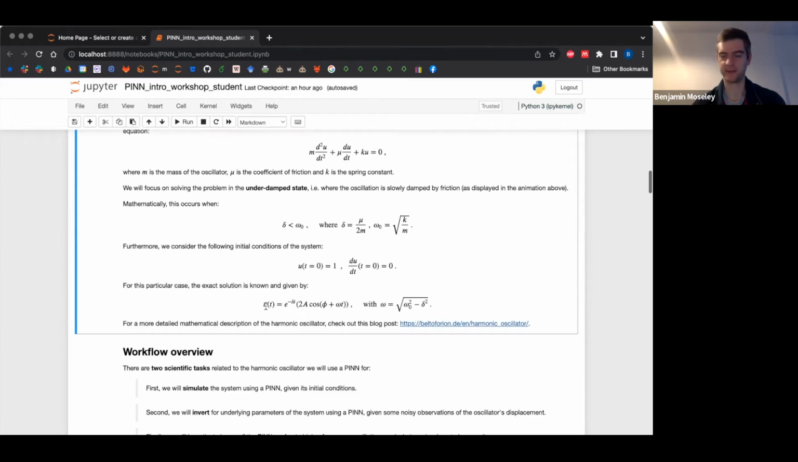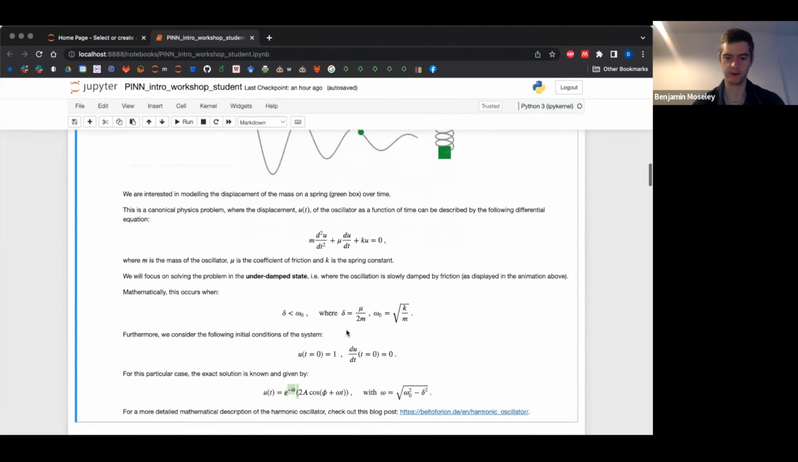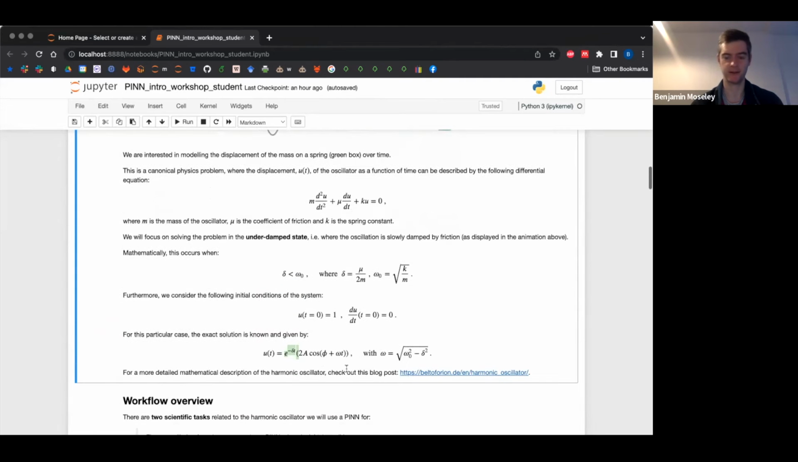But here's basically the final solution of this system, and it's just the displacement as a function of time. It's just this cos(omega t) times this exponential function here, so this exponential decay of the oscillator. So this is just the equation for this gray line here. We're going to try and get the PINN to learn this without knowing what the solution is.